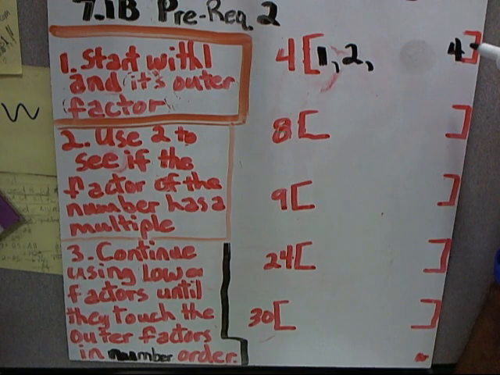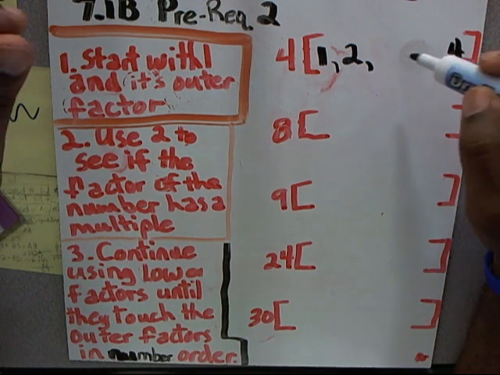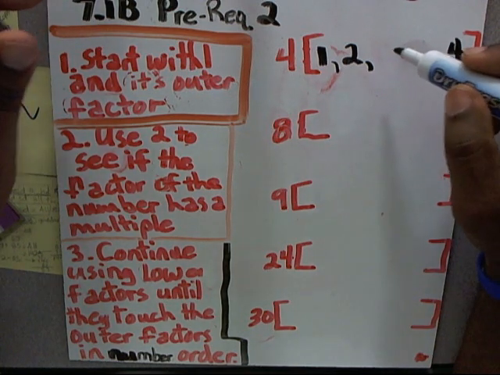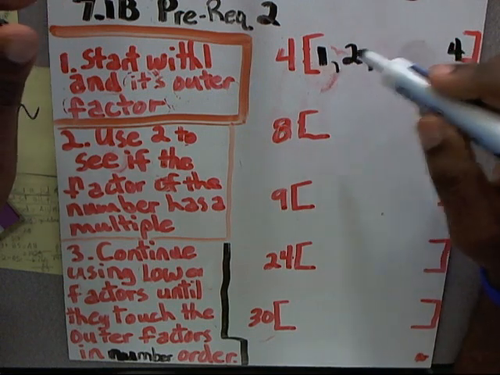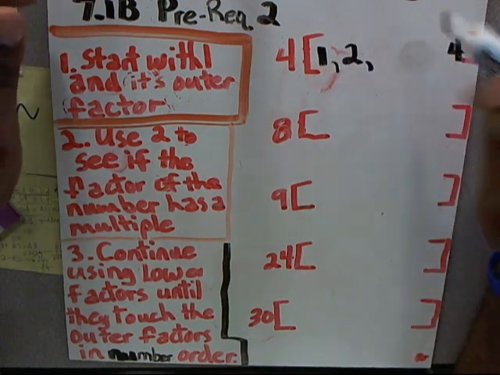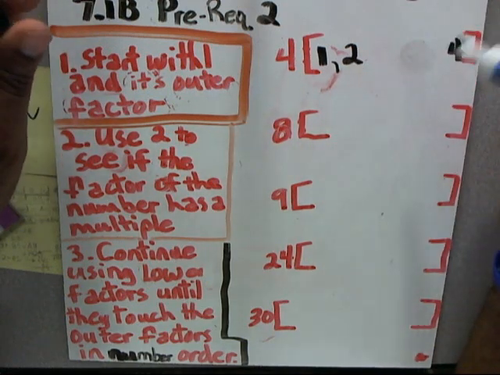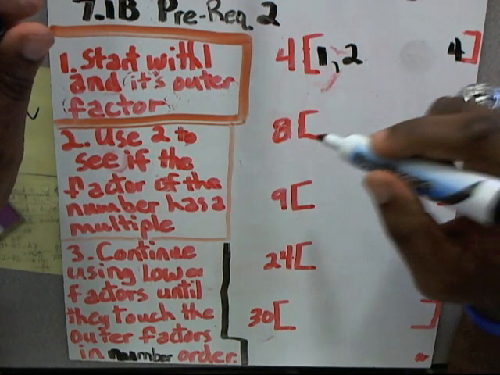The next number would be 3. Can 3 go into 4? 3 go into multiples of 4? No, it can't. So since it cannot, these are the factors of 4: 1, 2, and 4.